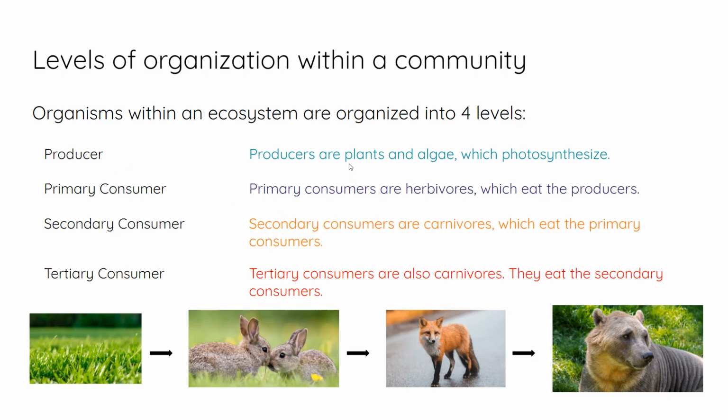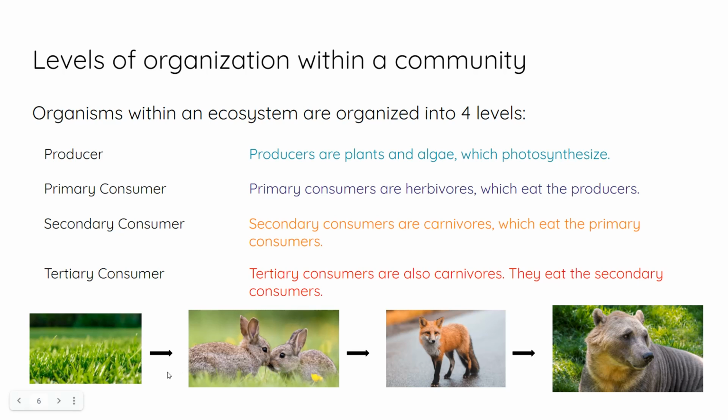The producers are plants and algae, which photosynthesize. The primary consumer is a herbivore, which eat the producers. Then we have a secondary consumer, and the secondary consumer are carnivores, and the carnivores eat the primary consumers. Then we have a tertiary consumer, and these are also carnivores because they eat the secondary consumer, which is an animal. Below, I have a wonderful and simple food chain for you.